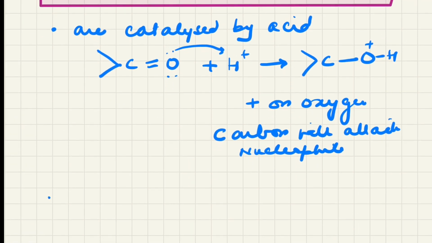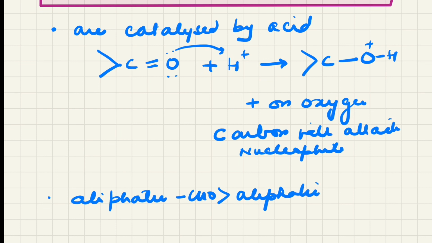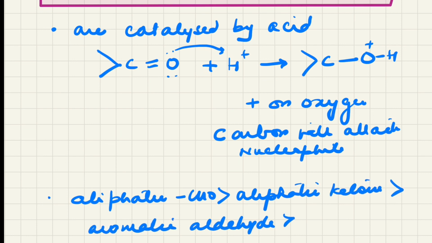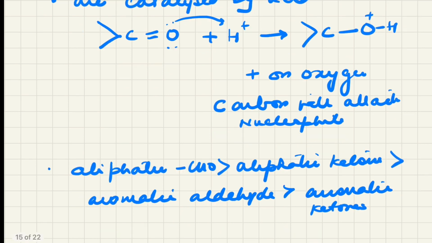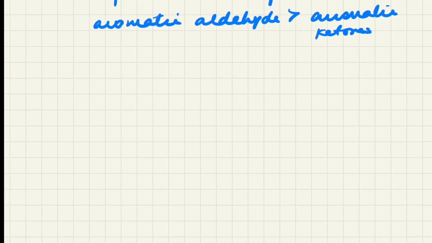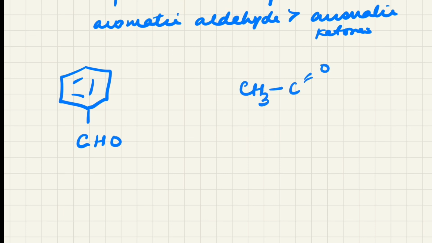Order of the reaction will be the fastest with aliphatic aldehyde, followed by aliphatic ketone, aromatic aldehyde, followed by aromatic ketone. Let's do an example of this. Suppose you want to compare the reaction of this benzaldehyde with acetaldehyde.